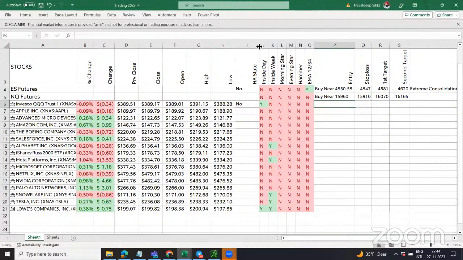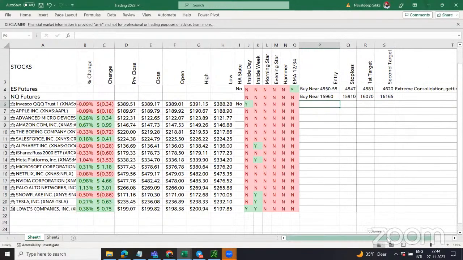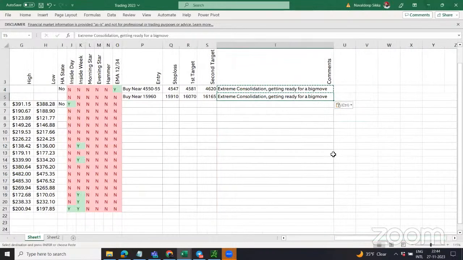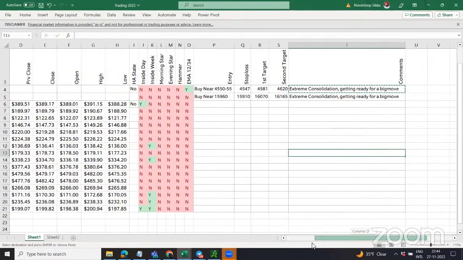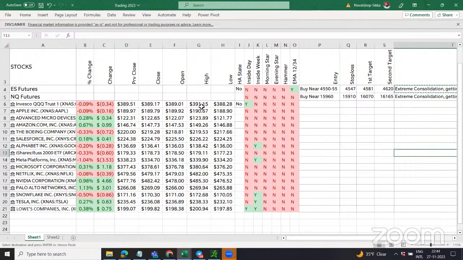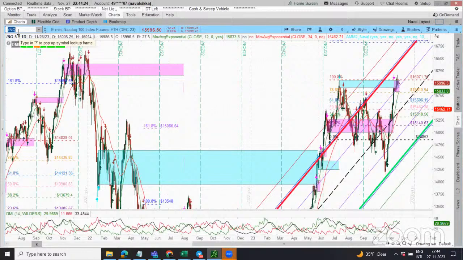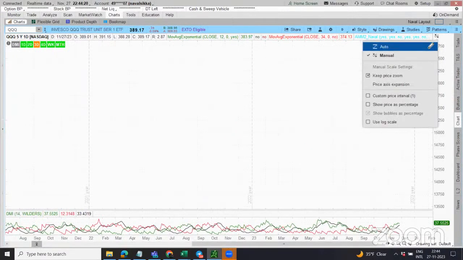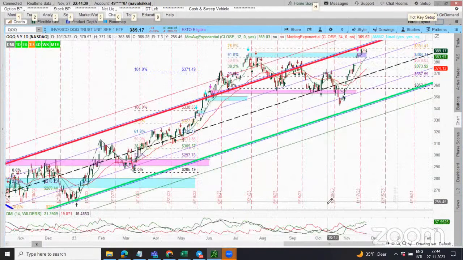Same thing, extreme consolidation, getting ready for a big move. That's futures. Then triple Q. Triple Q is behaving in the same manner as NQ, getting ready for a massive move.